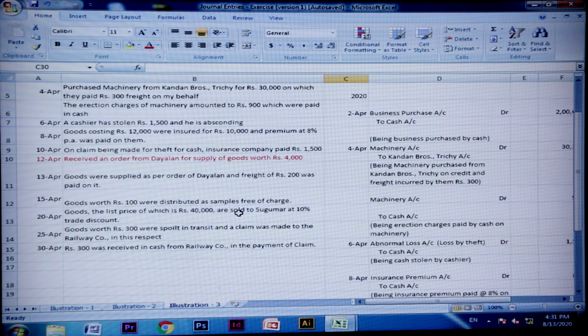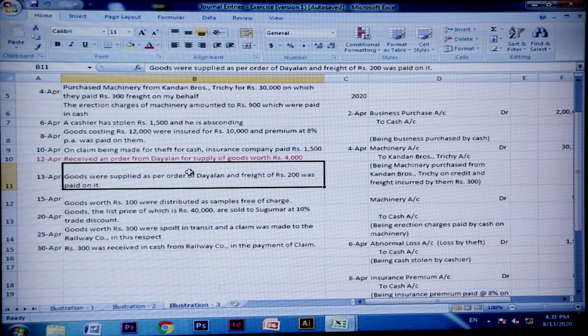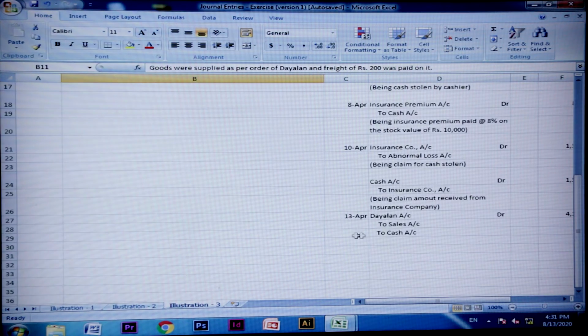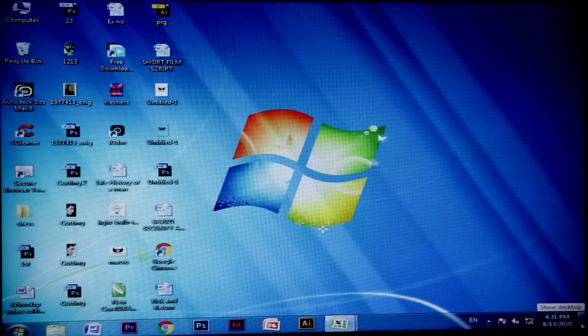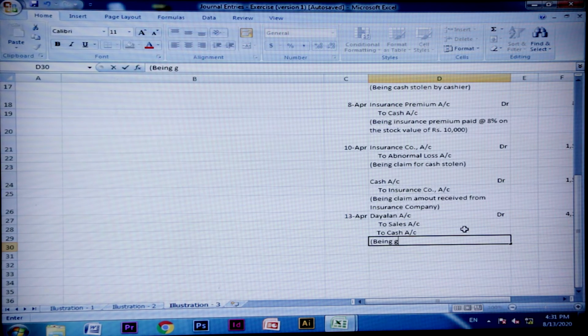Here the freight amount is paid by us on behalf of Dayalan. So we have to debit only the Dayalan account, not the freight account. So Dayalan account debit 4,000 plus 200, which is 4,200, to sales, which is 4,000, and 200 is for freight, which we have paid by cash, to cash account. So the journal entry narration is: being goods supplied to Dayalan and freight for the transaction, rupees 200.